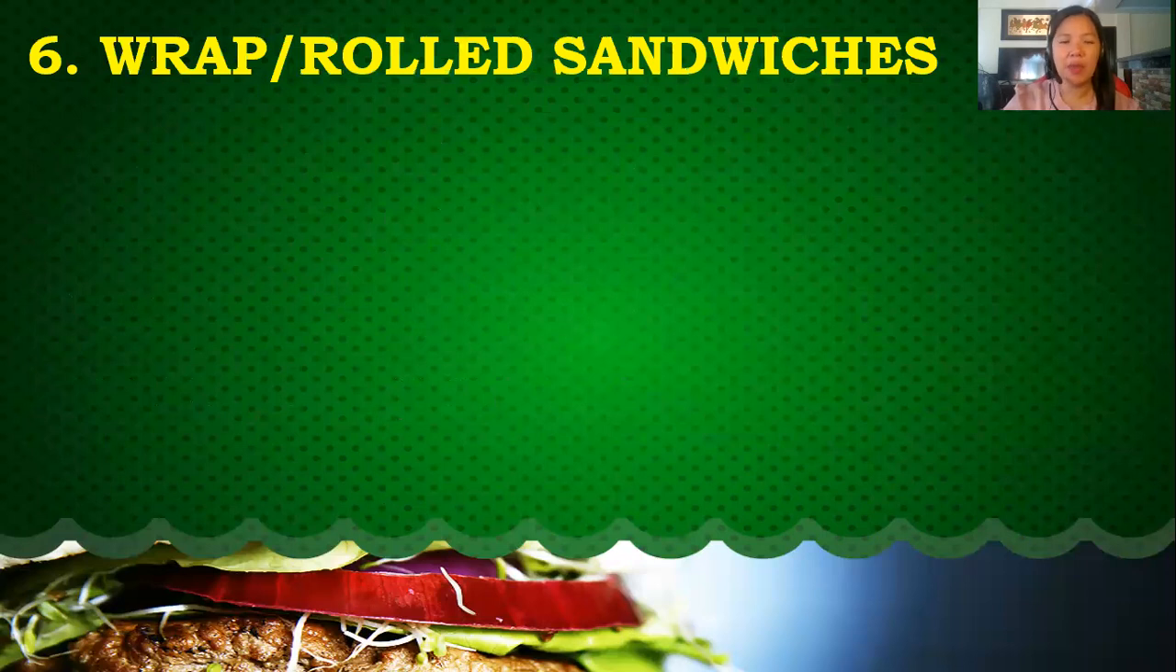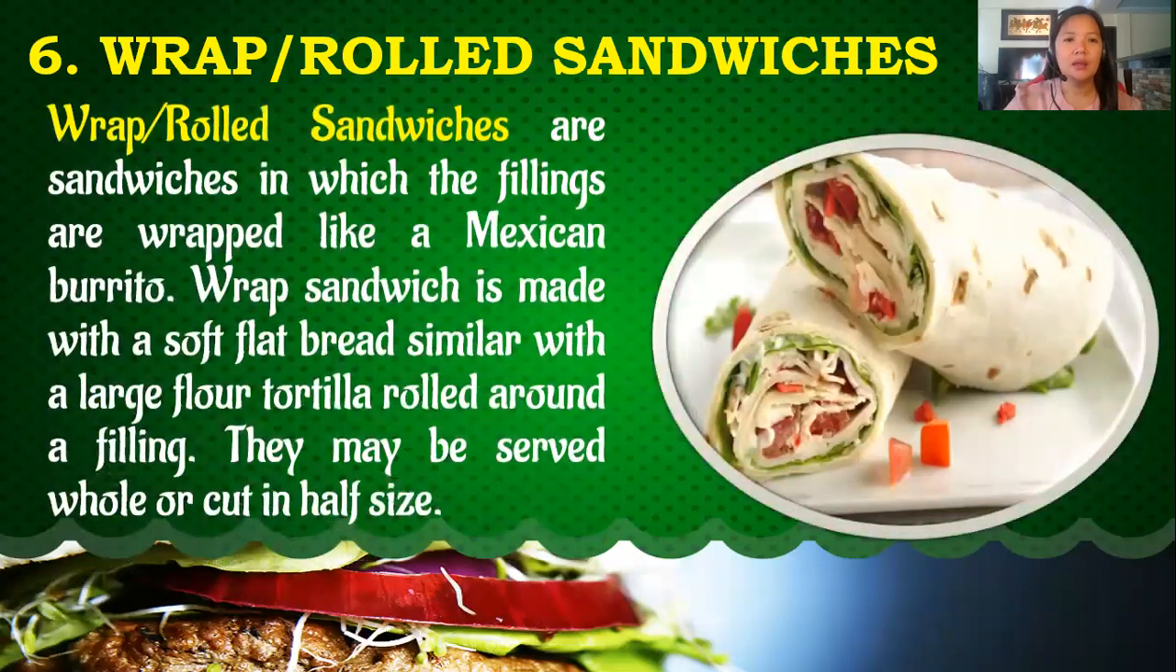For number 6, we have the wrap or rolled sandwiches. They are sandwiches in which the fillings are wrapped like a Mexican burrito. A wrap sandwich is made with a soft flat bread, similar to a large flour tortilla, rolled around a filling. They may be served whole or cut in half.